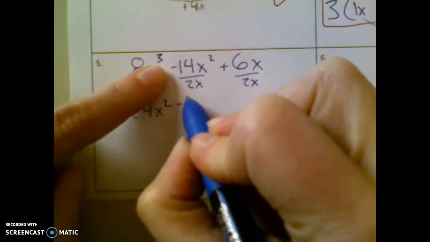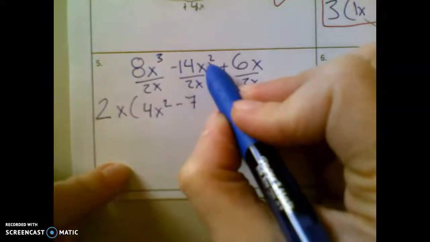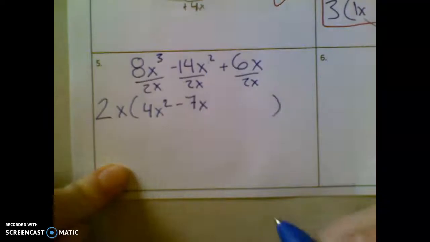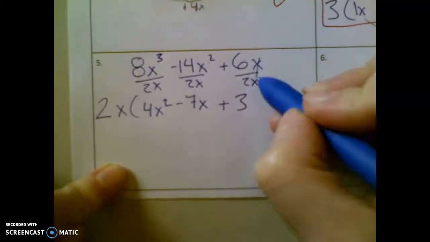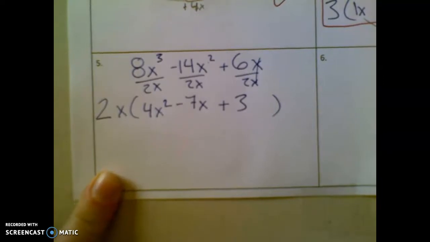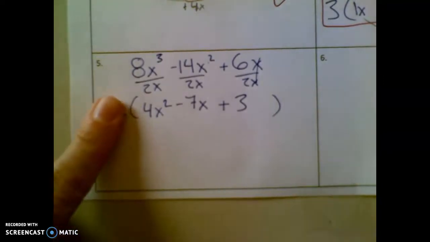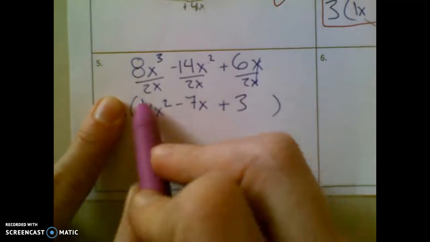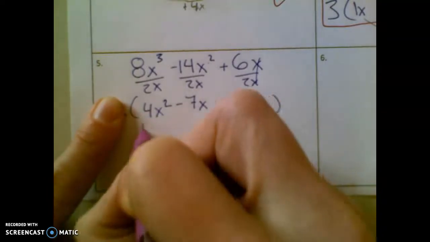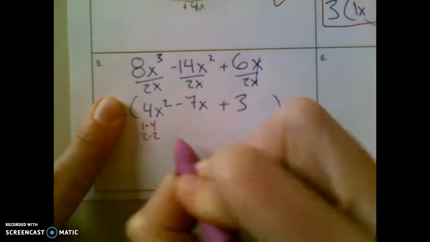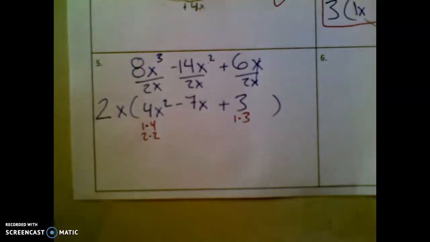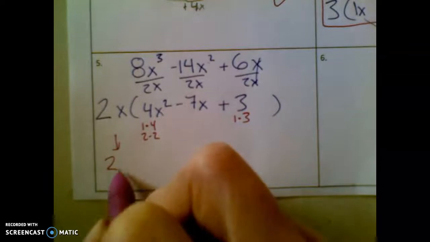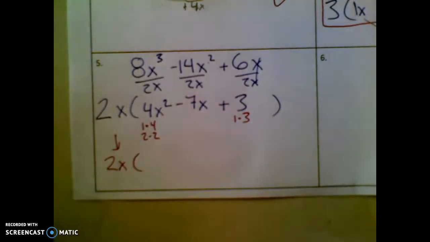Negative 14 divided by 2 is negative 7. X squared, take away 1x is 1x. Positive 6 divided by 2 is a positive 3. And x cancel. Again, we're going to ignore this GCF for just a minute and do our factor pairs of our A term and our C term. So factor pairs are 1 and 4 and 2 and 2 and 1 and 3. All right, again, don't forget your GCF, so that 2x comes straight down.